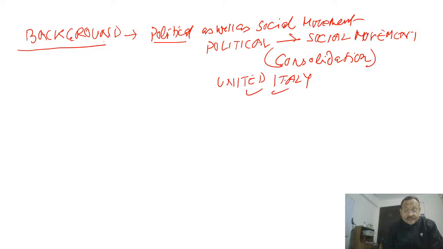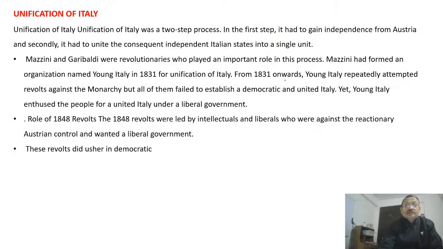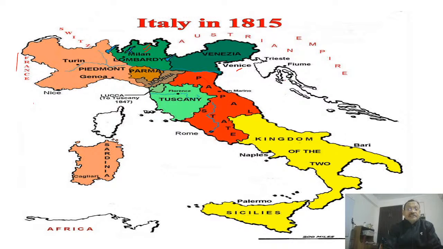The second important thing is the background. Italy became a cockpit of Europe, where foreign powers contested for mastery. The process began in 1815 with the Congress of Vienna and was completed in 1871. As I told you earlier, this is the situation of Italy in 1815.